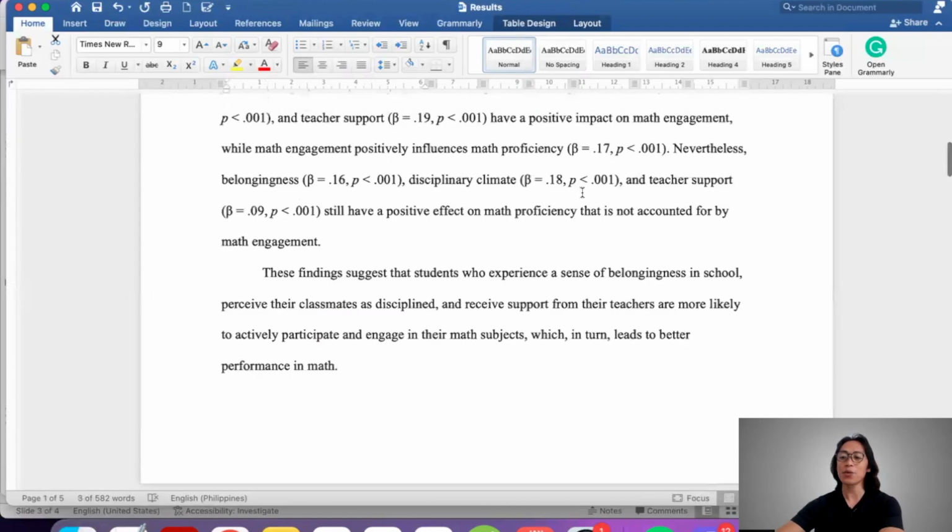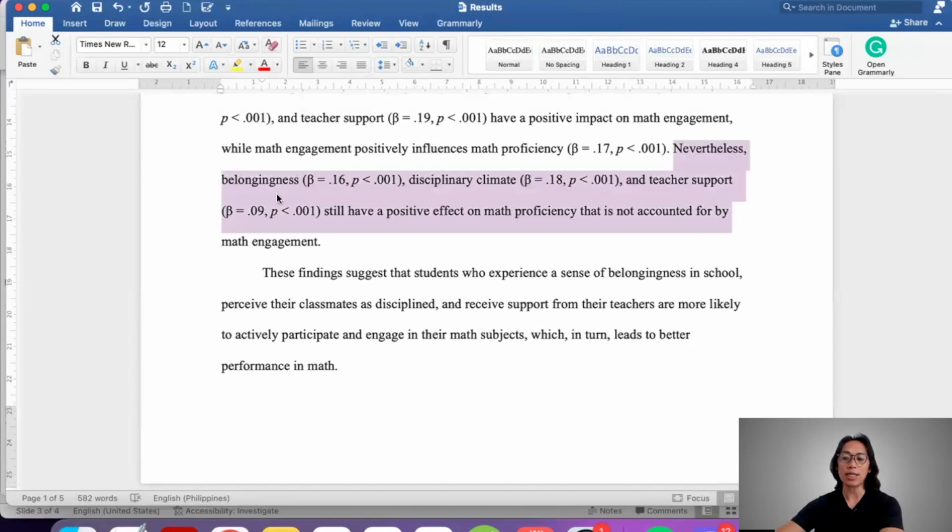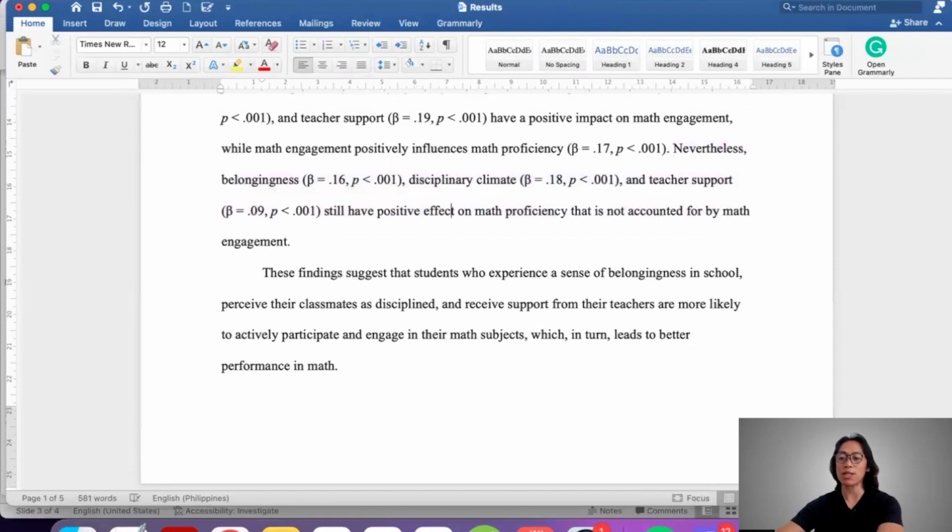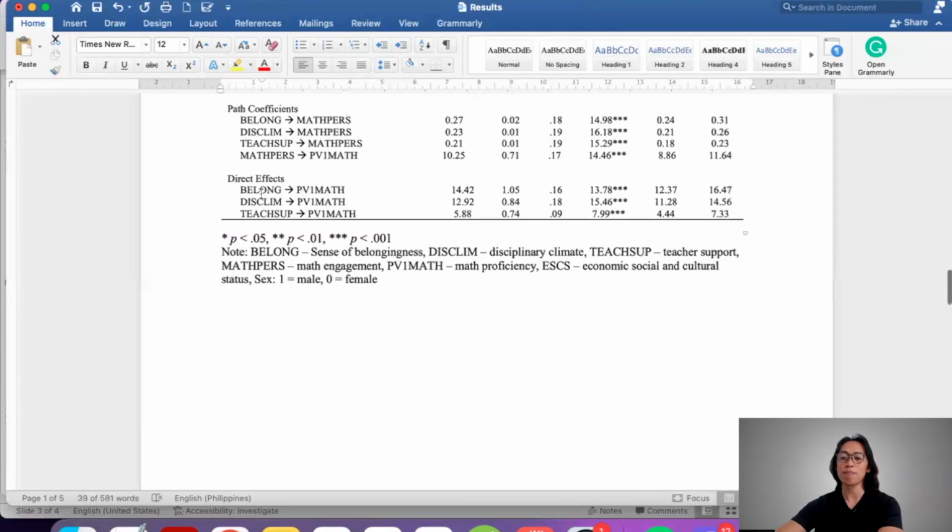And then the last part would be the direct effect. Nevertheless, belongingness, disciplinary climate, and teacher support still have positive effects on math proficiency that is not accounted for by math engagement. So that would be your direct effect. And where did I get these coefficients? I got them from here.